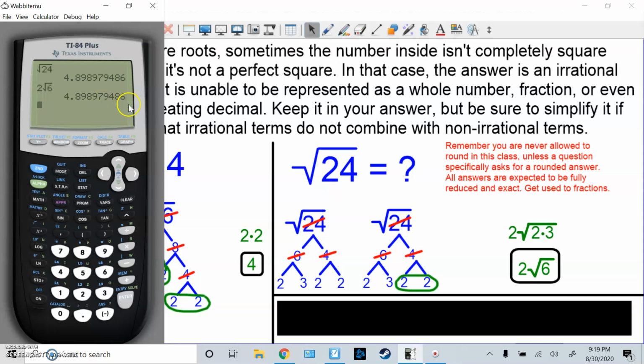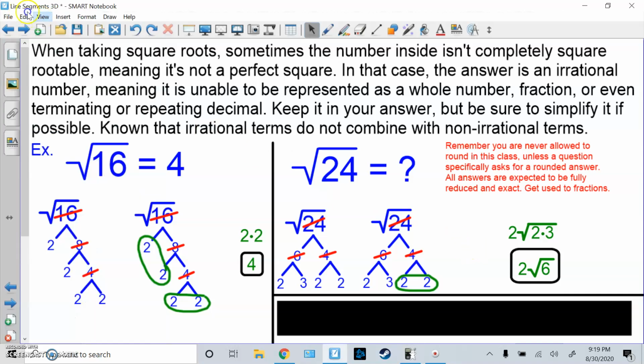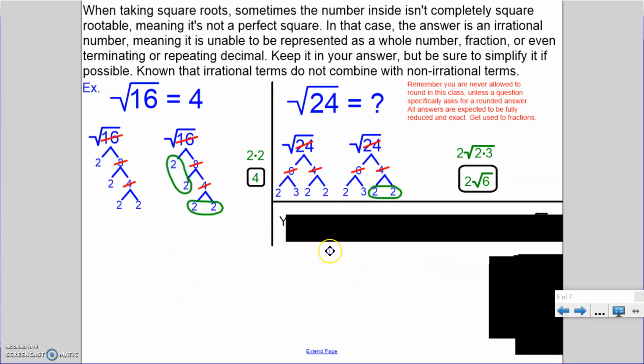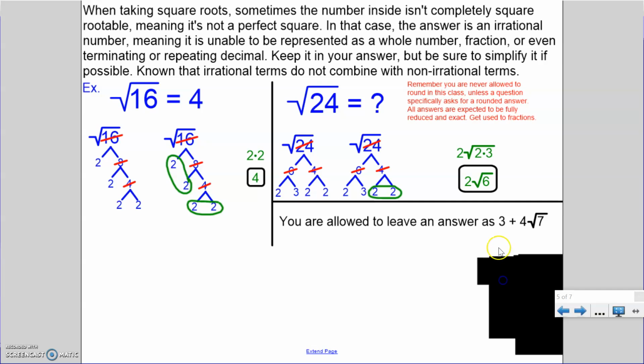We're simplifying a radical. Alright, and last, you are allowed to keep an answer as 3 plus 4 root 7. Alright, these do not combine. This square root acts kind of like an x. Alright, so that is a perfectly good answer, even if it's like an x coordinate or a y coordinate of a point. Alright, so rational numbers do not combine with irrational numbers.